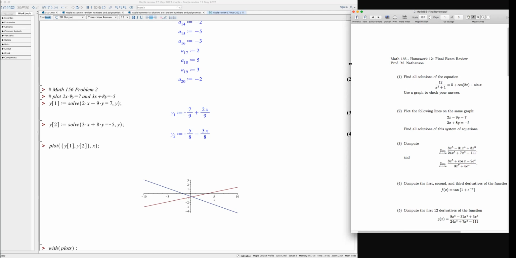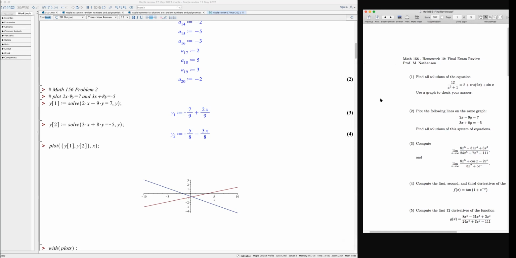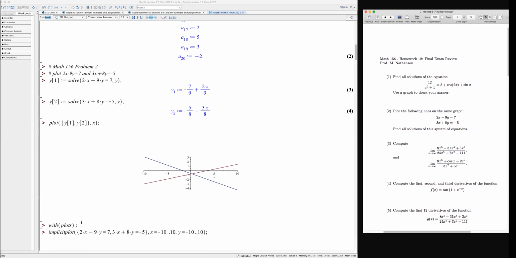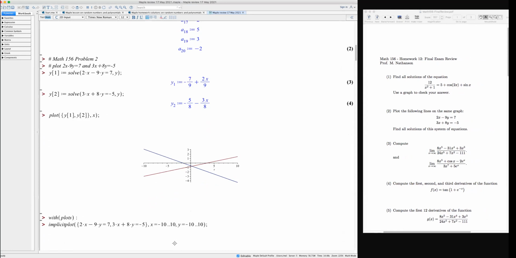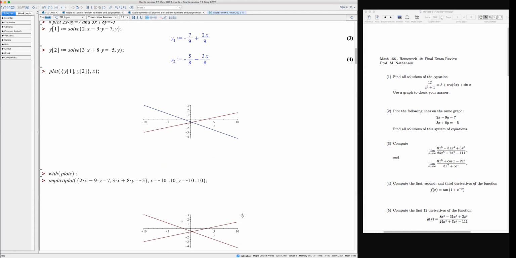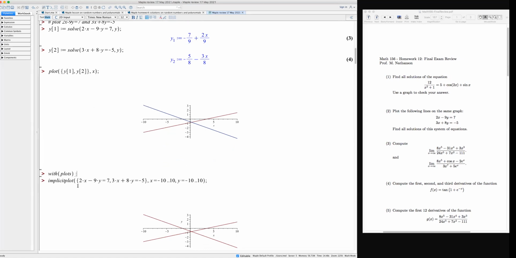Now, there's a second way to do it, where you don't solve for y, but then you have to use implicit plot. I open the plots package, and then with implicit plot, I just write down the two equations, and I give a range. This is what it is. And I get the same plots. So you can either solve for y in terms of x and plot the equations of the two straight lines, or you can use implicit plot. So both methods work nicely.